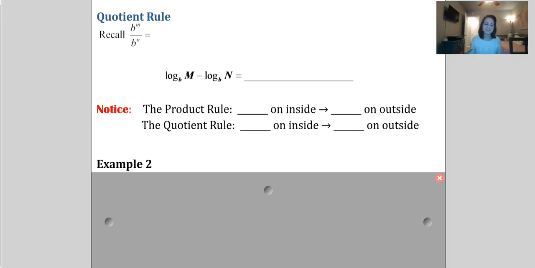Not surprisingly, there's an analogous quotient rule. So remember that for exponentials, when you divide on the outside, we can bring these into 1 by subtracting on the inside.